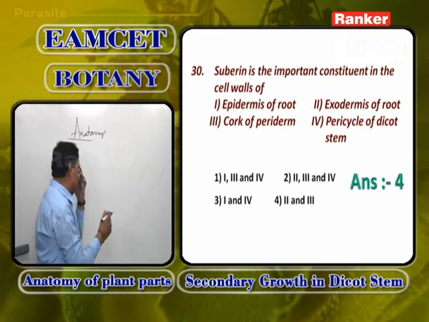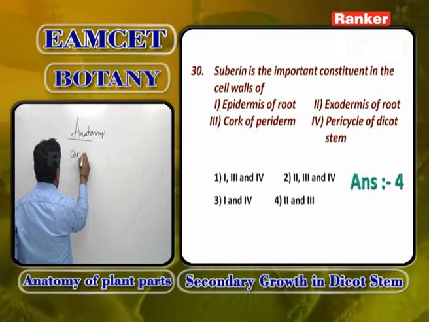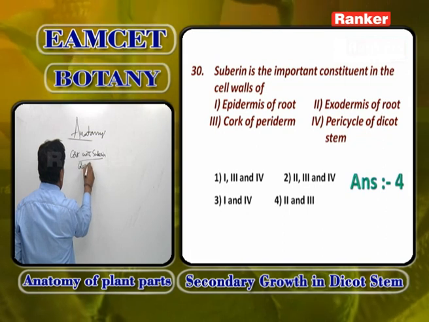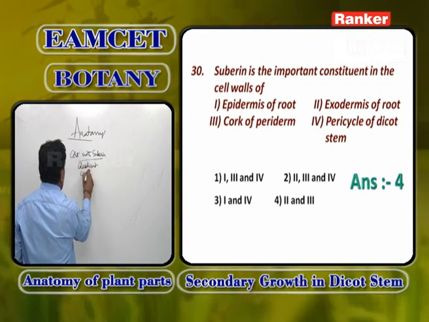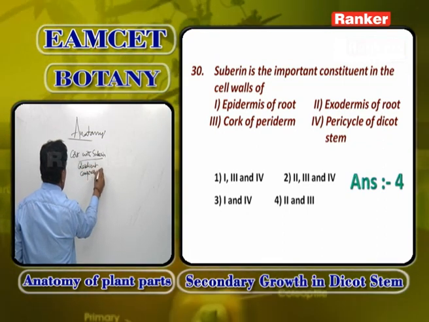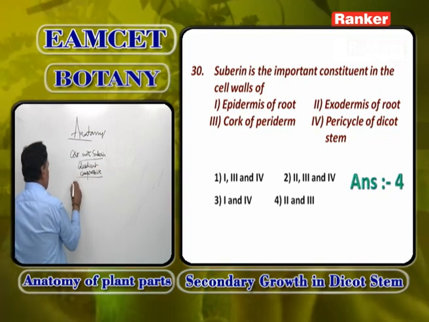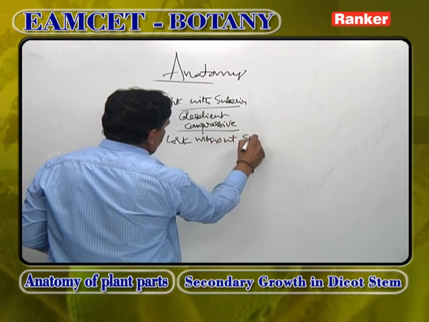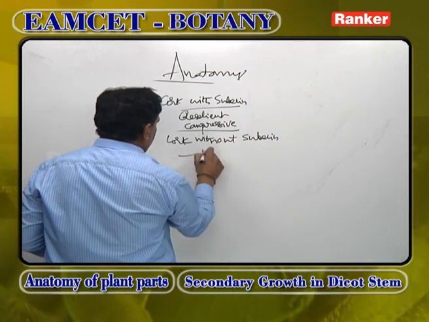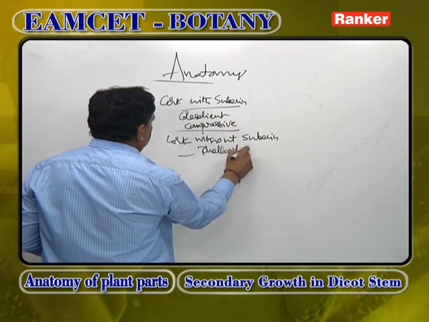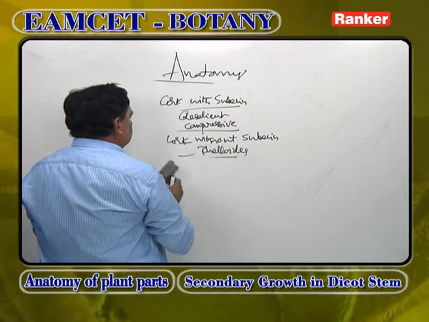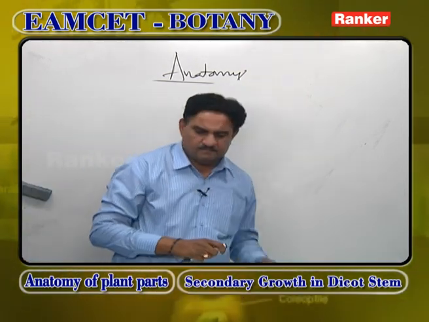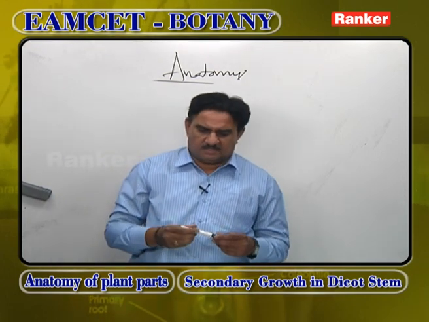Cork is deposited with suberin. Cork with suberin becomes resilient, compressible, very light in weight and has thermo-insulating properties. Sometimes cork is not deposited with suberin. They are called phelloids. So cork with suberin is found in exodermis of the root and cork of periderm.